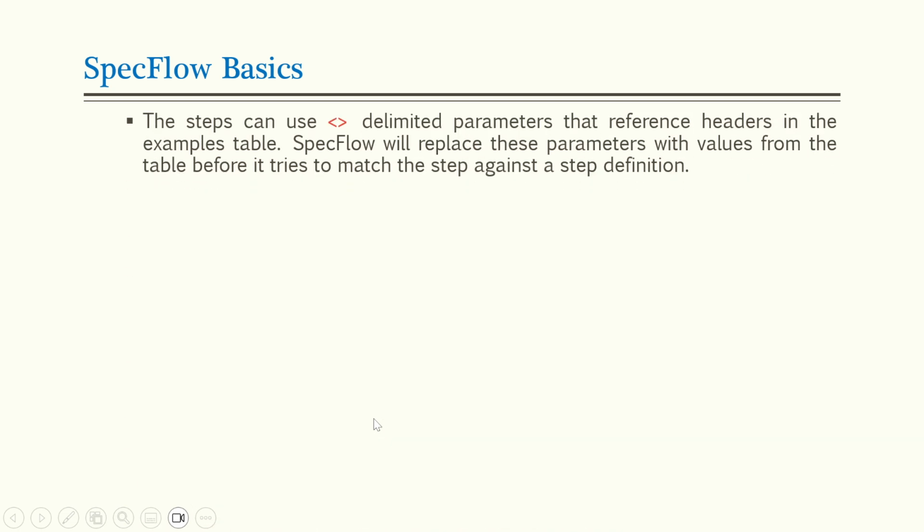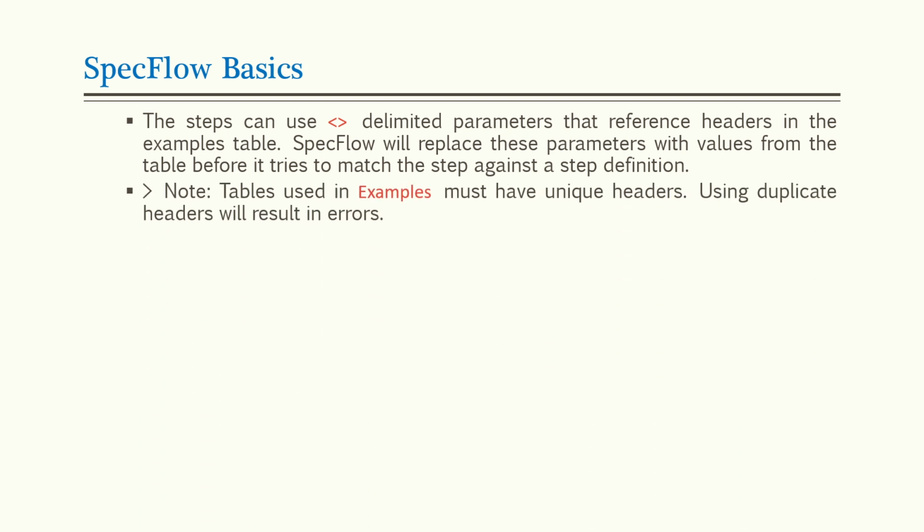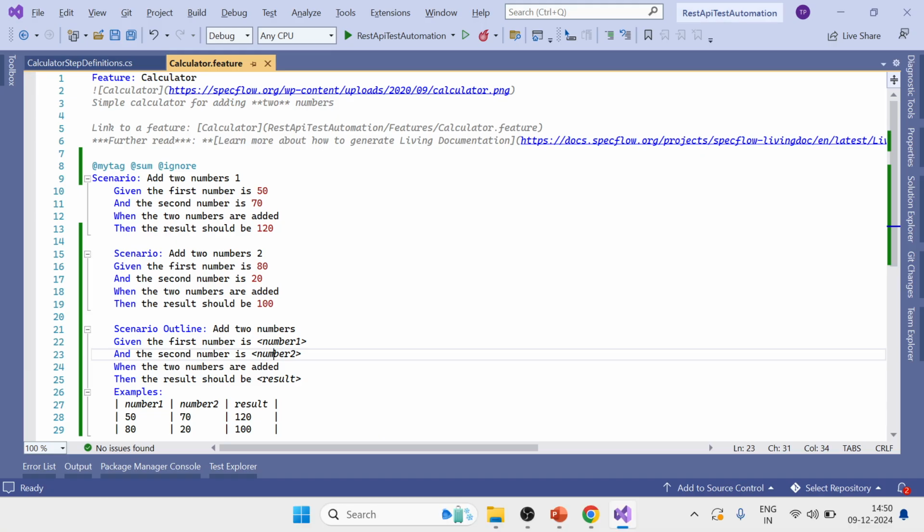The steps can use delimited parameters that reference headers in the Examples table. SpecFlow will replace these parameters with values from the table before it tries to match the step against the step definition. Note: tables used in Examples must have unique headers. Using duplicate headers will result in an error. So suppose you have this header, number 1, then it will have the error.